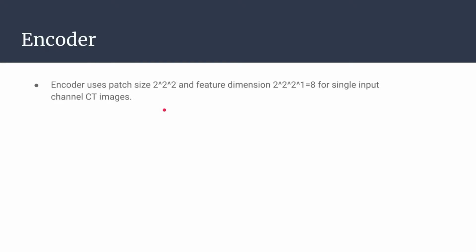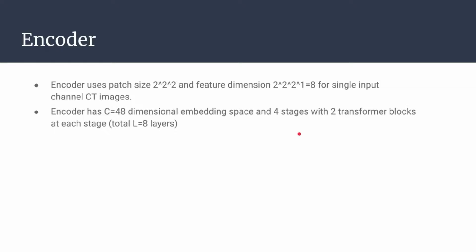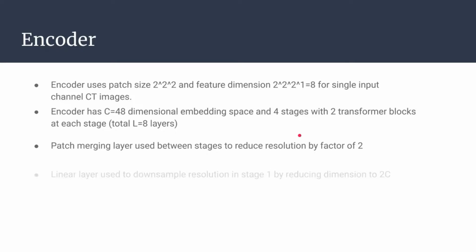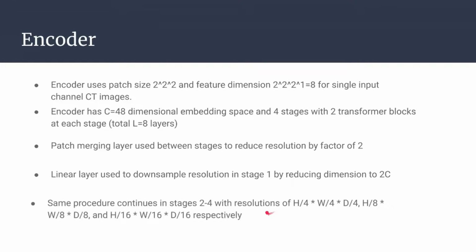The encoder uses patch size 2 by 2 by 2, feature dimension 2 by 2 by 2 times 1 equals 8, for single input channel CT images. The encoder has a 48 dimensional embedding space and 4 stages with 2 transformer blocks at each stage. A patch merging layer is used between stages to reduce resolution by a factor of 2. A linear layer is used to downsample resolution in stage 1 by reducing dimension by 2. The same procedure continues in the following stages with resolution first H over 2, then H over 4, then H over 8, and H over 16, respectively.